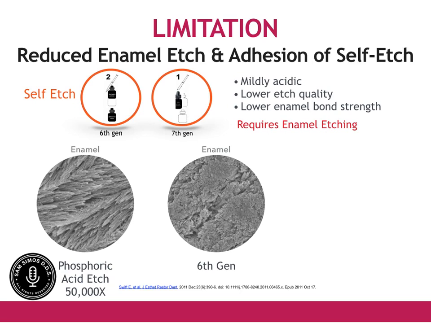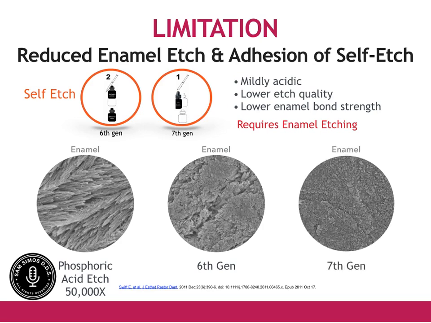And normally, you see the SCM on the left, the phosphoric acid etches the enamel really, really well, right? But you can see that in the 6th generation, this middle circle here, the enamel's etched okay, but definitely not as well as the phosphoric acid etch on the left. And then we go into a 7th generation where we almost get no etching of the enamel just from the adhesive itself. So they're mildly acidic, they're lower etch quality, and they have a lower enamel bond strength. So it requires enamel etching in the 6th and 7th generation.